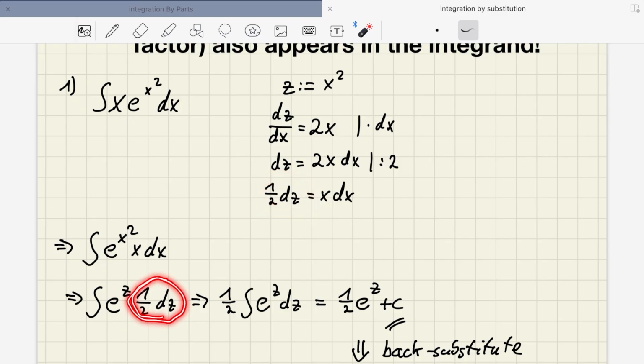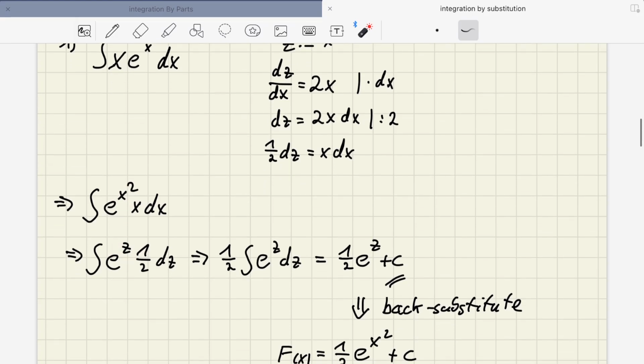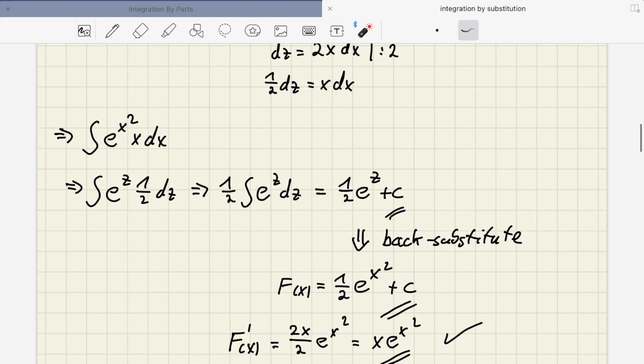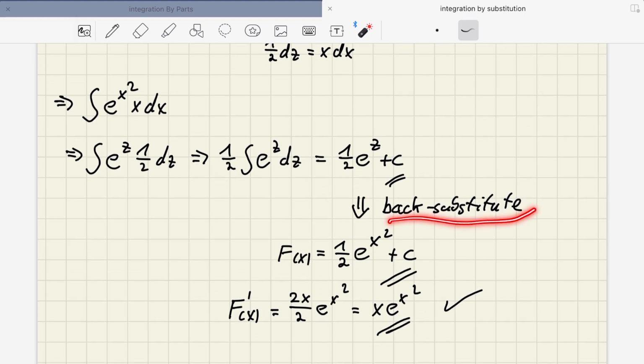x times dx with 1.5 dz. So we substituted x times dx with 1.5 dz, and we substituted x to the power of 2 with z. And after a little bit of simplification, this integral is very easy to solve, obviously. And this is our stem function. But take a look, our variable in the stem function is z. Okay, so for the final solution, you need to back substitute your stem function with z.